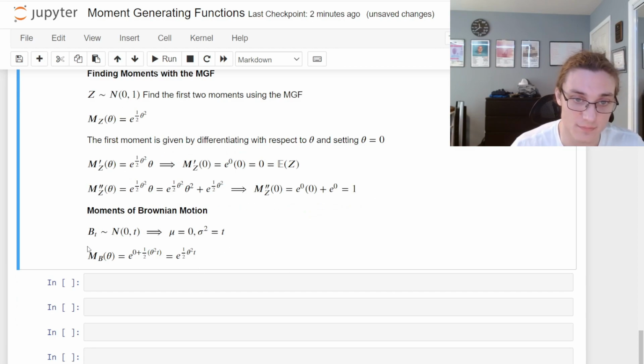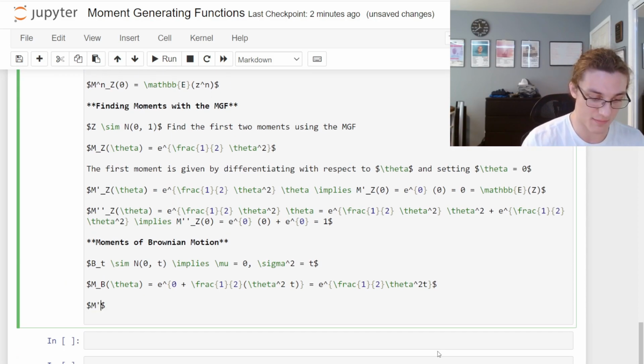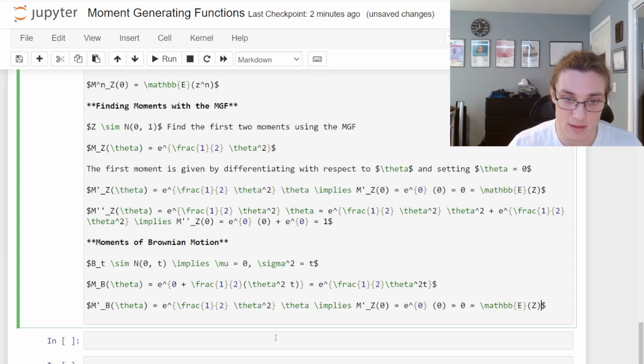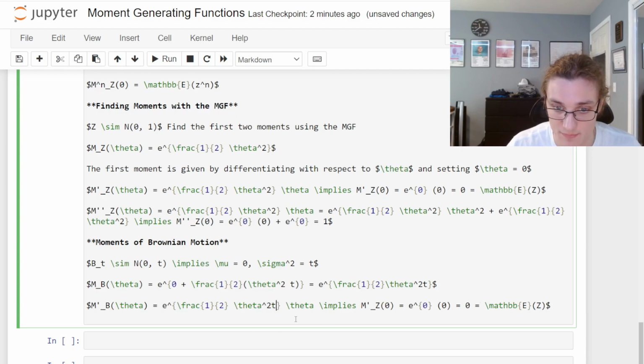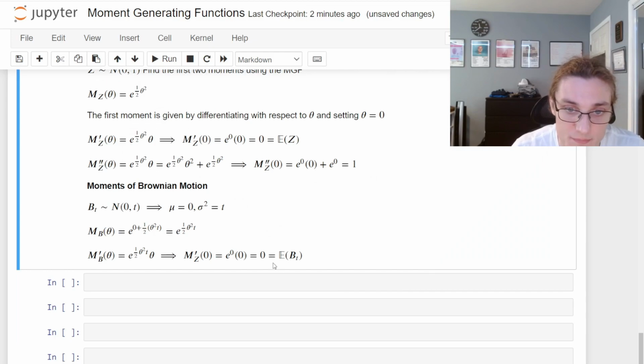All right. So how do we find the first moment? Well, again, nothing particularly new here. We just have this constant now, t. We're just going to differentiate. We have M prime B of theta is equal to, and I'm just going to steal this from earlier. It's the exact same derivative, just scaled by t. So whenever I see a theta squared, I'll throw in a t as well. Then over here, you'll notice that theta is going to be parameterized by 0, and 0 squared is 0. Multiplied by t is still 0. And that is going to give us the first moment of this Brownian motion. Okay?